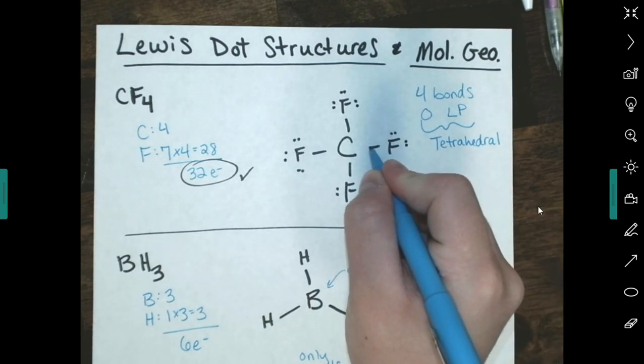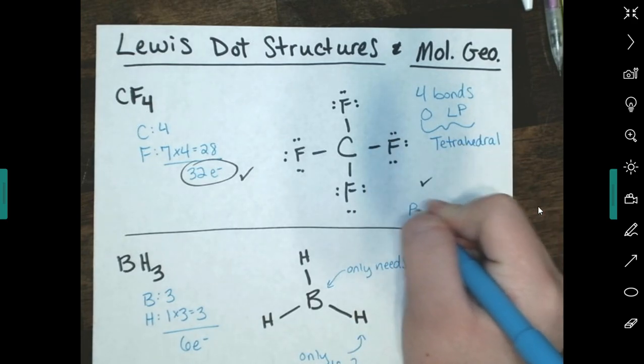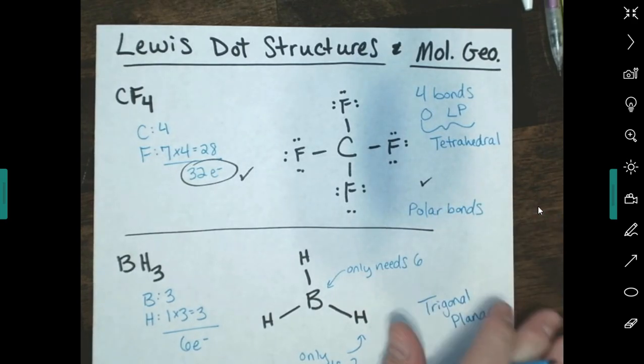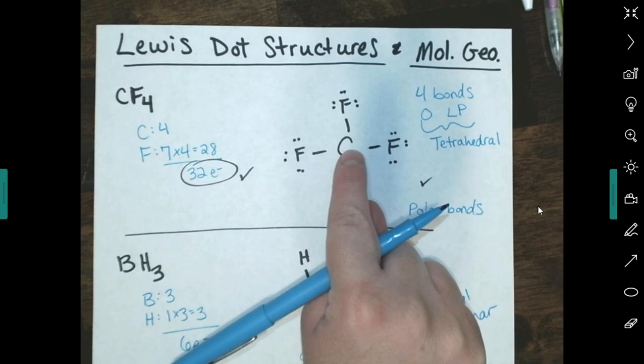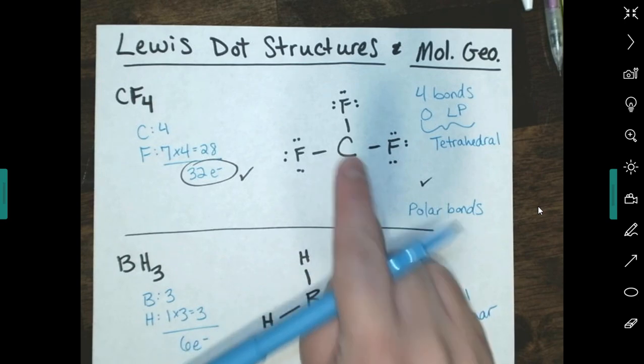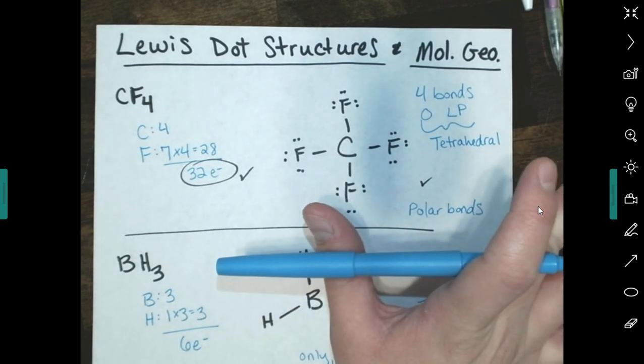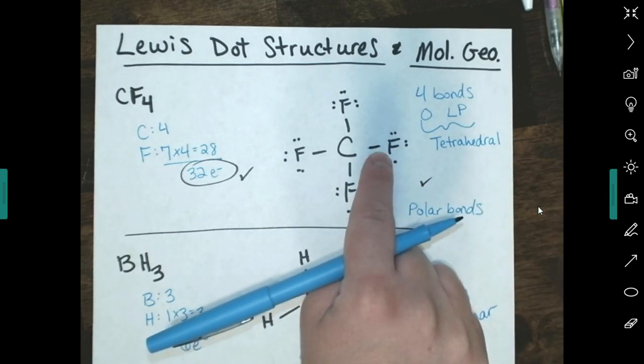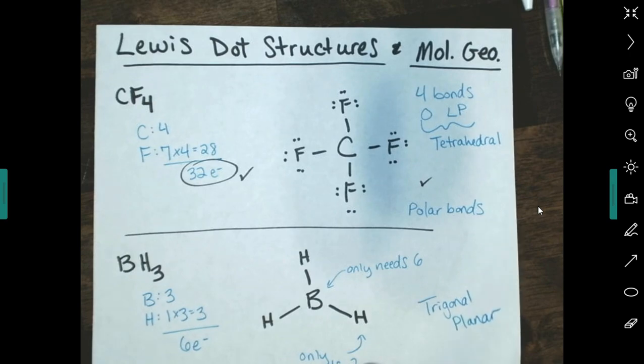You would say, hey, these are polar bonds. So these are polar bonds. Because the only things that are not polar, we're going to assume, are carbon bonded to hydrogen and anything bonded to itself. And because this doesn't fit within those parameters, we're going to call those bonds polar, okay?